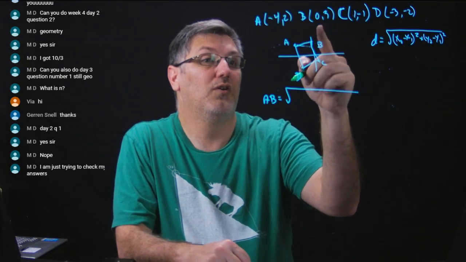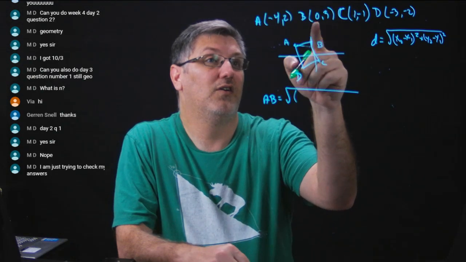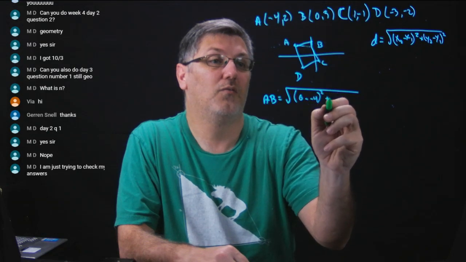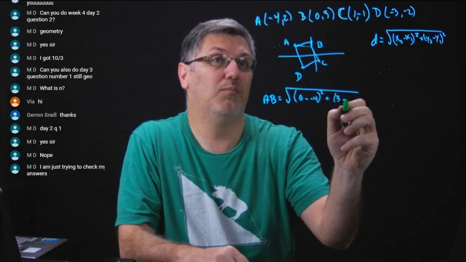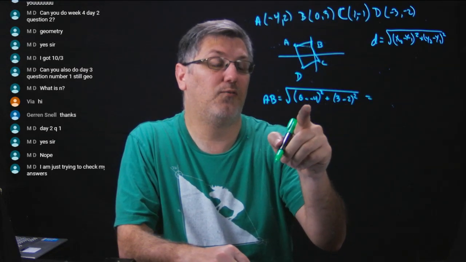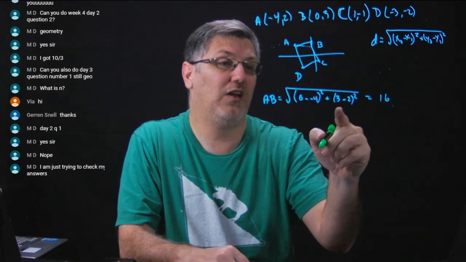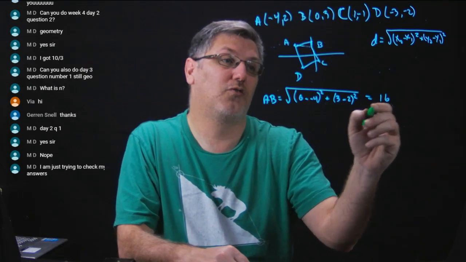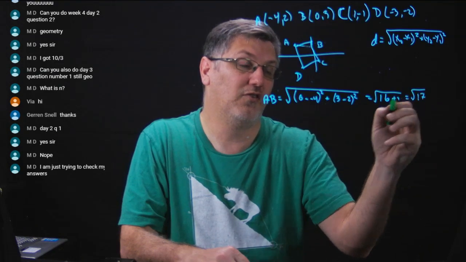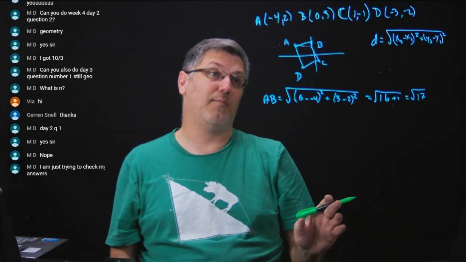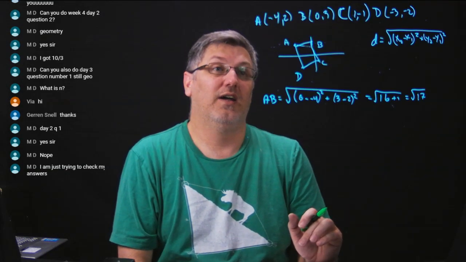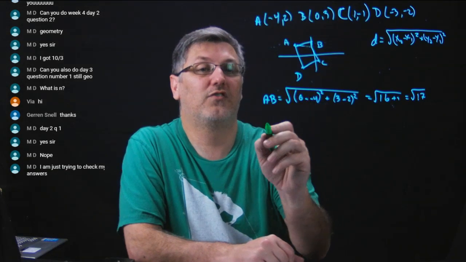So let's do 0 minus -4 squared plus 3 minus 2 squared. This gives me 4 squared, which is 16, plus 1 squared, so plus 1. So this becomes the square root of 17. I don't need to go any further than that, because what I'm going to look for is the square root of 17. All right, so let's do DC.